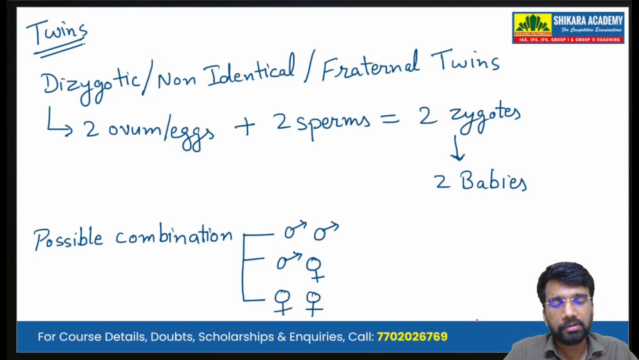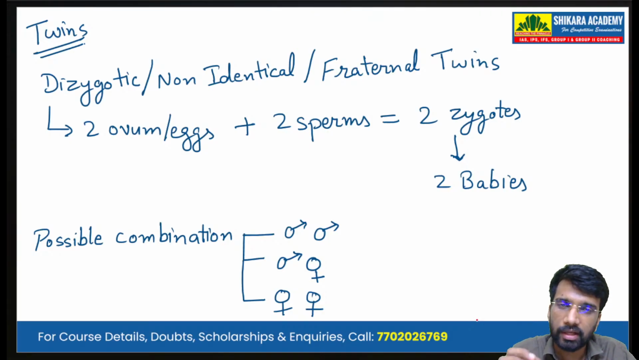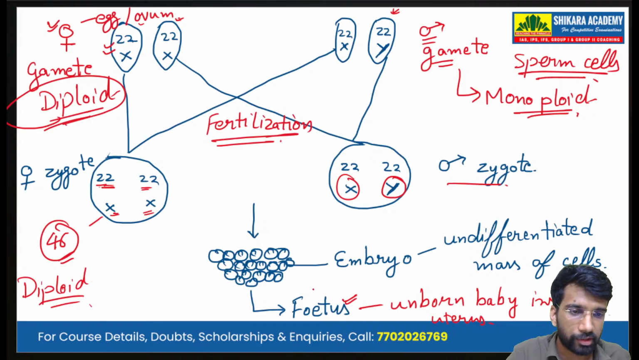Now, this was the process of fertilization. The gamete formation takes place because of the process of meiosis, and after meiosis, the gametes fuse together. This process is called fertilization. After fertilization, we get the zygote, which is a single cell that is diploid. The gametes are haploid or monoploid, and the zygote is diploid. This diploid zygote then undergoes the process of mitosis.